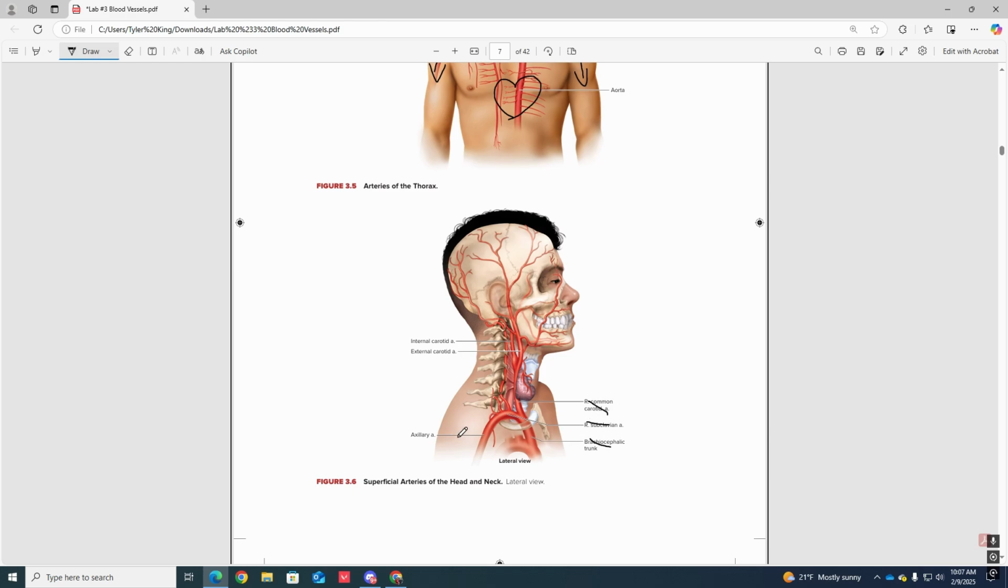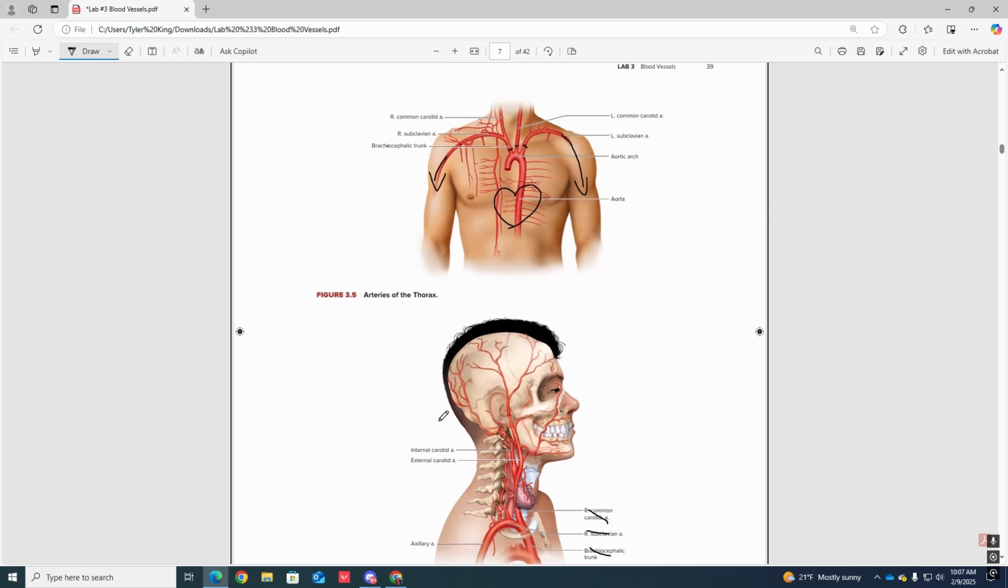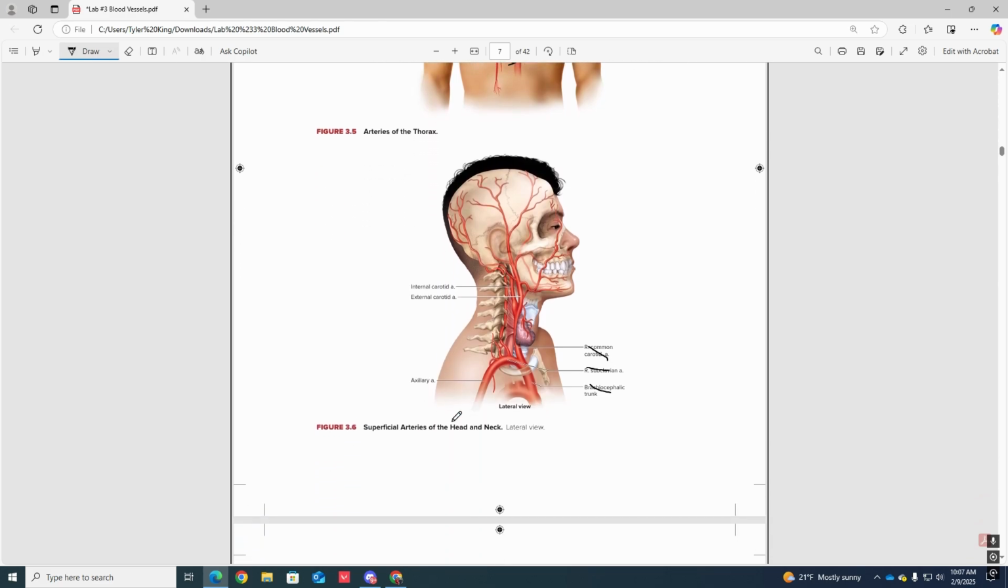We could talk about the axillary artery just real quick. The axillary artery is kind of deep up in your armpit. That's what it supplies blood to, the armpit. That's all you really got to know here. But that doesn't do a ton of justice, because we're supposed to be talking about the arteries of the head and neck: internal carotid, external carotid.